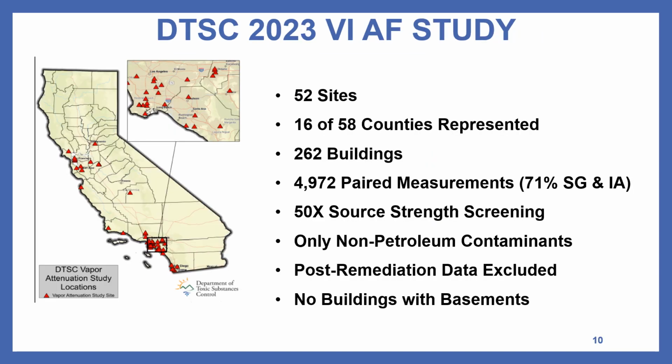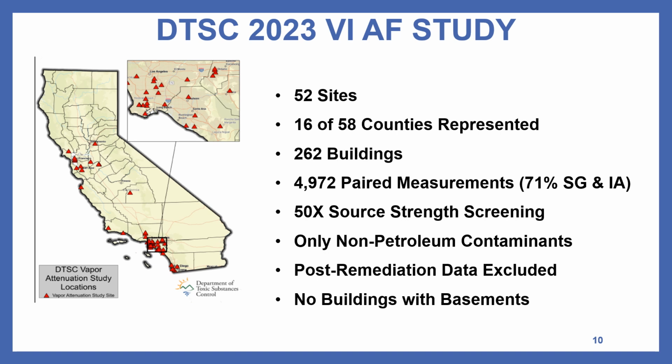In early 2019, DTSC compiled and analyzed subsurface and indoor air data from sites in California contaminated with chlorinated vapor-forming chemicals to improve its knowledge and understanding of vapor intrusion. The study collected data from 52 sites located in 16 of California's 58 counties. These data consisted of 4,972 paired subsurface and indoor air measurements taken from 262 buildings.